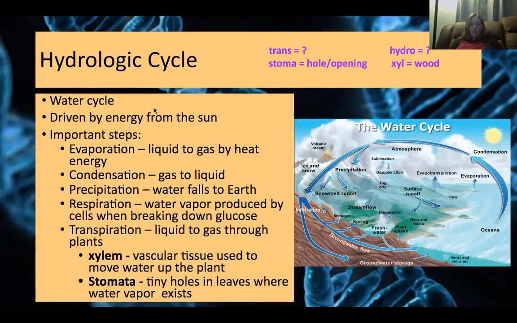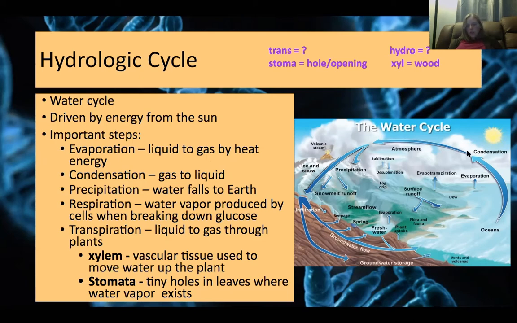Another name for the water cycle is the hydrologic cycle, hydro meaning water. And like our carbon-oxygen cycle, this is going to be driven by energy from the sun. Now in the carbon-oxygen cycle, we had photosynthesis, which had to take in sunlight. And here we're going to use that sun to provide heat for evaporation, when water turns from a liquid to a gas. So this is when you're looking outside at a puddle and it just kind of disappears throughout the day as the sun's energy heats it up.